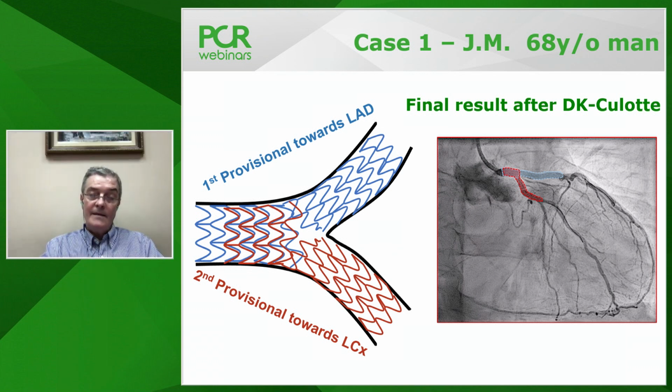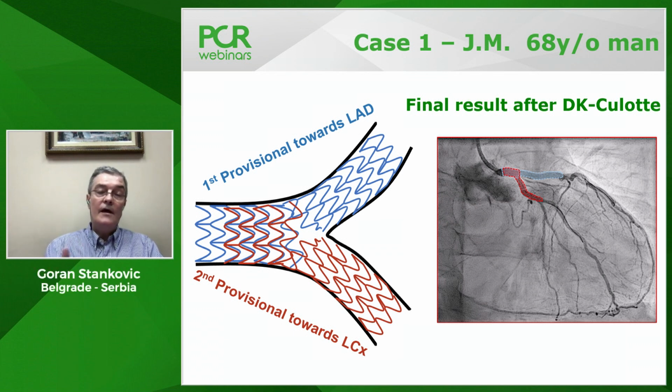And there are multiple questions on the importance of double kissing approach to culotte. Just to clarify for our colleagues, selecting first to stent towards the LAD or the CIRC is the same. It's the same culotte. You are doing two times provisional. It's just the selection whether in this case you will go first towards the LAD, and you clarified that because of collateral supplies for the occluded right, you selected to stent first towards the LAD.